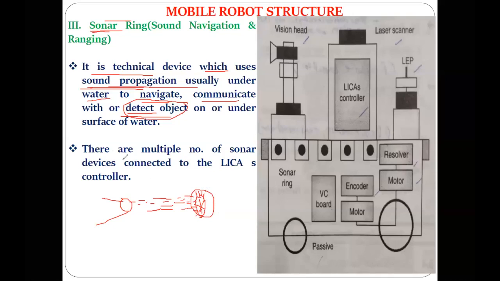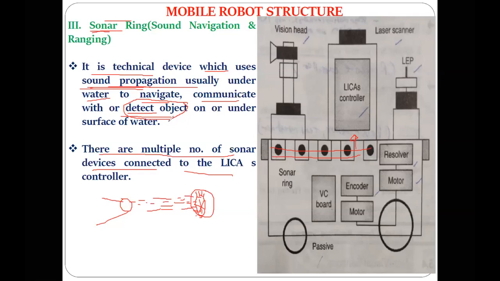Okay, so there are multiple such sonar devices connected to the LICA controller. You can see here, these are all the sonar rings which are connected to the LICA controller. So what is the sonar ring's job? With the help of sound release or sound propagation, it helps with navigation to find the direction, or it helps for communication purposes, and for the detection of any obstacle on the way of the robot, or any obstacle in the way of the ship.